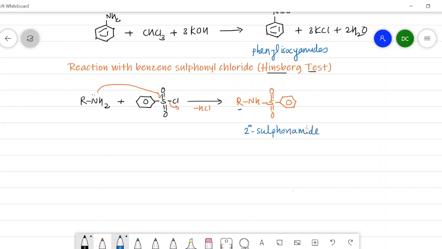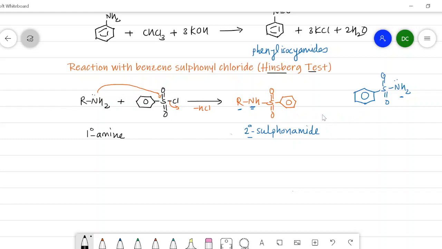Why is it a secondary sulfonamide? Look at the structure here. A primary sulfonamide is like this: S double bond O and NH2. It is a primary sulfonamide. But in this case, one of the hydrogens is replaced by an alkyl group, and only an NH group is present. That's why it is called a secondary sulfonamide. So from this reaction, it is clear that a primary amine is converted into the corresponding secondary sulfonamide.